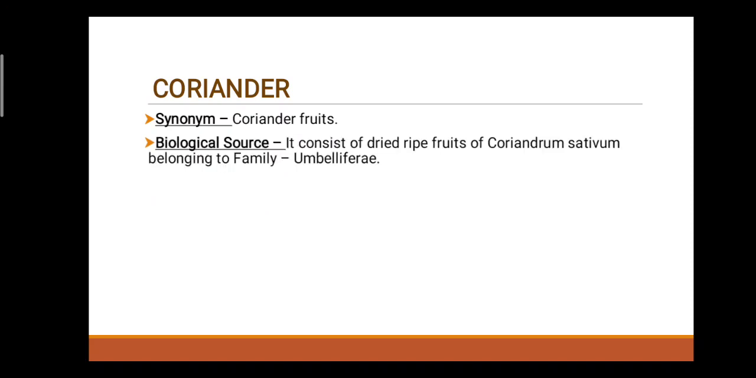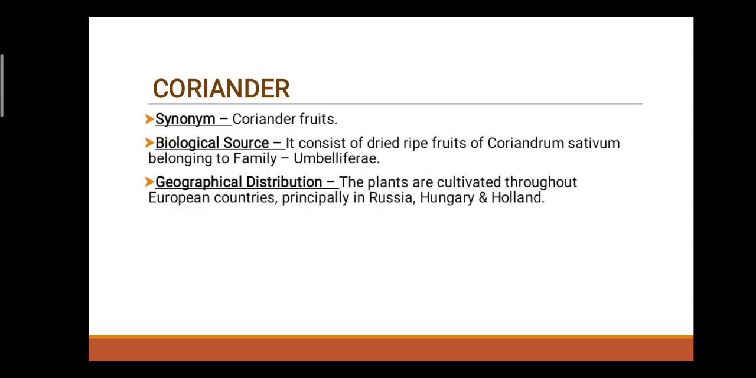Second drug, coriander. Synonym: coriander fruits. Biological source: it consists of dried ripe fruits of Coriandrum sativum belonging to family Umbelliferae. Geographical distribution: the plants are cultivated throughout European countries, principally in Russia, Hungary and Holland.